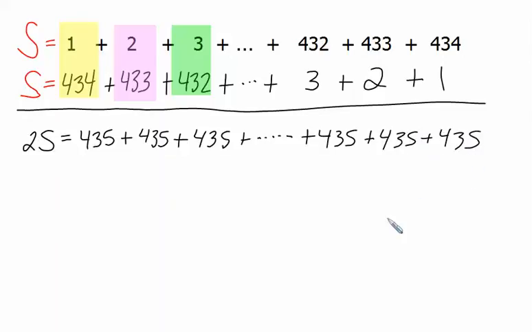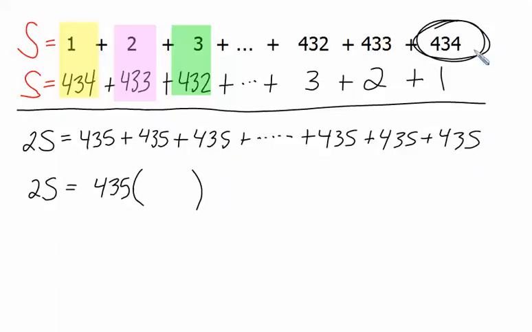So what Gauss was able to notice is that we're adding a lot of 435s together, which is really a multiplication problem. How many times do we multiply by 435? Well, here's the first 435. Here's the second 435. Here's the third 435. And this last one would be the 434th 435. So we'll put 434 in those parentheses.